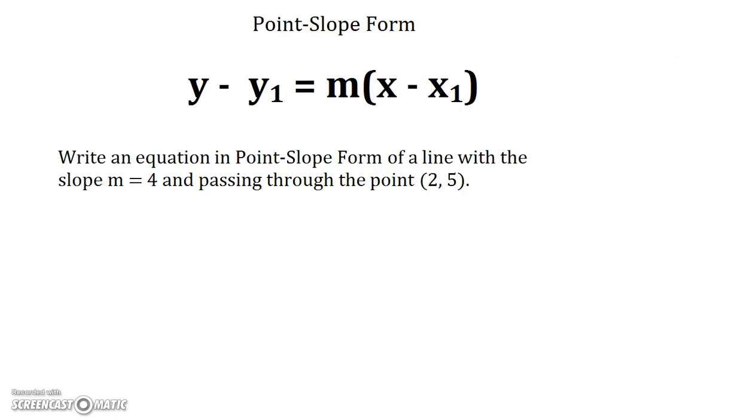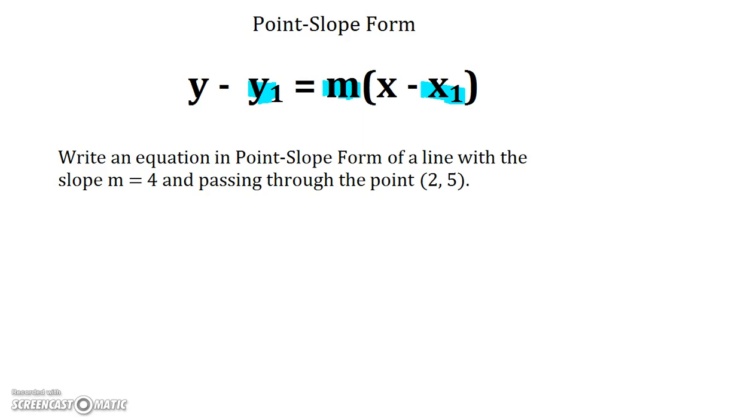So let's take a look at an example. The example says, write an equation in point-slope form of a line with the slope m equals 4 and passing through the point 2, 5. So all we're going to do is replace the m with whatever our slope is and the x1, y1 with the coordinates of whatever our point is. So let's go ahead and do it.